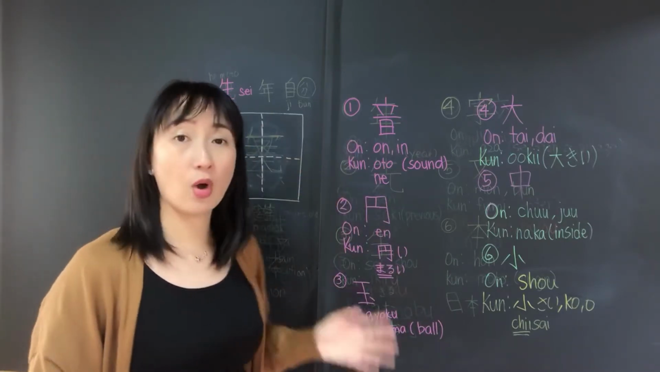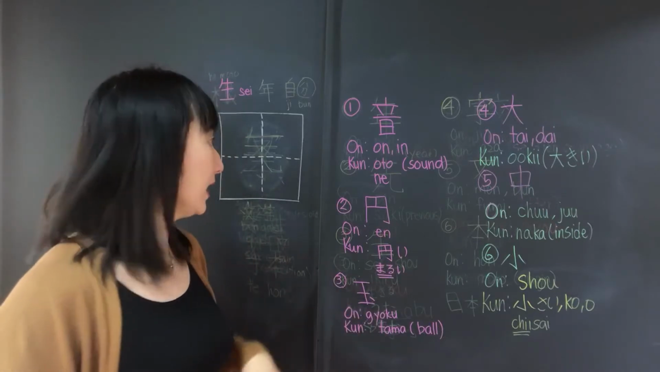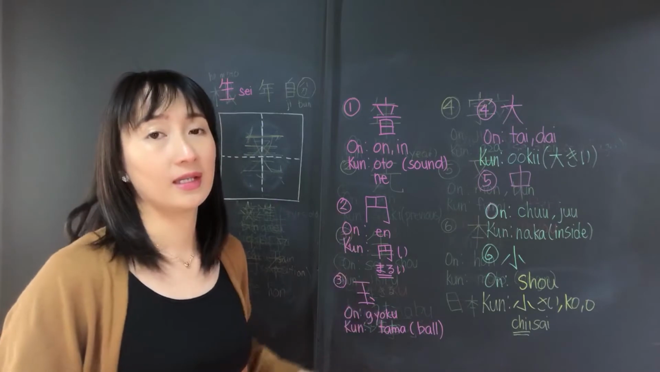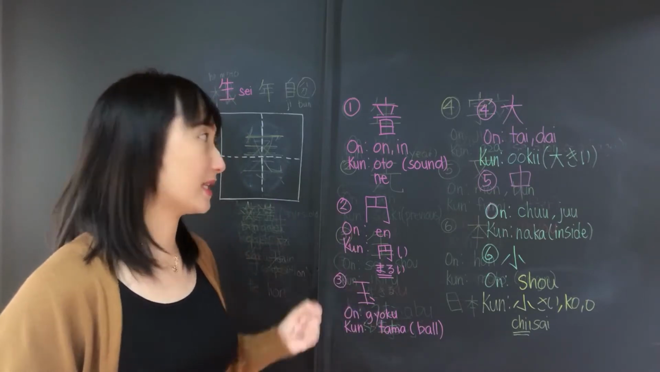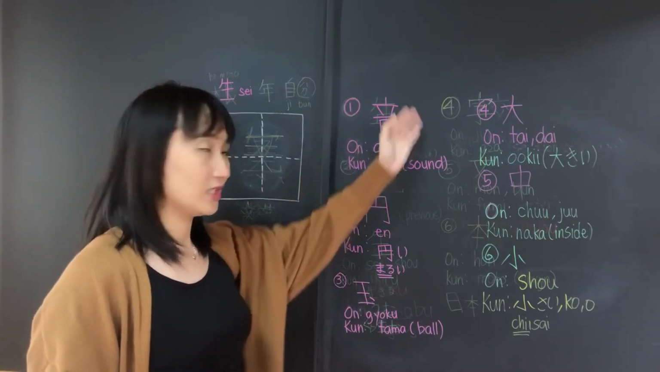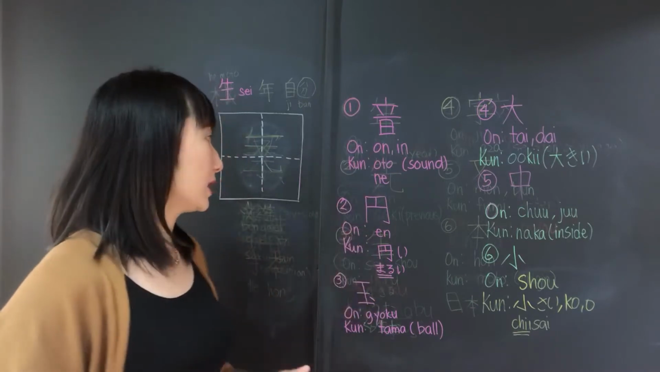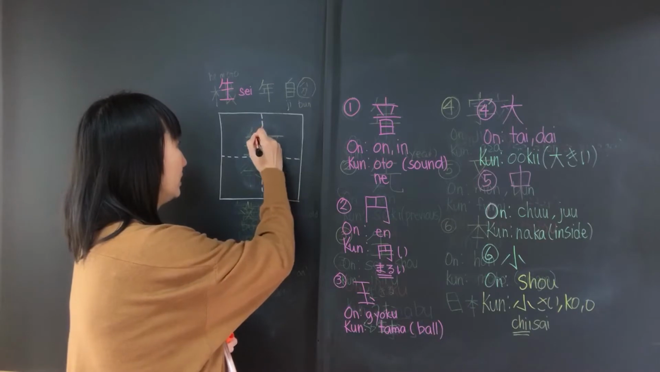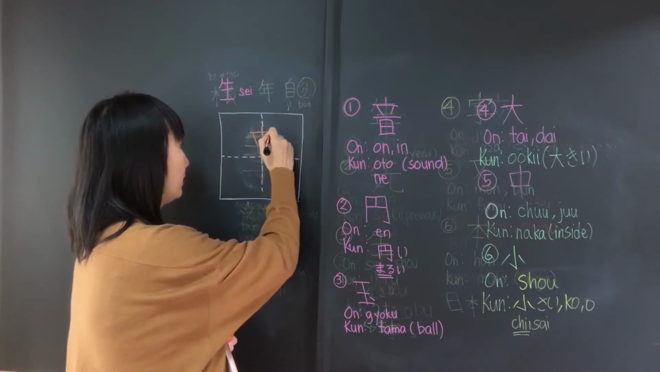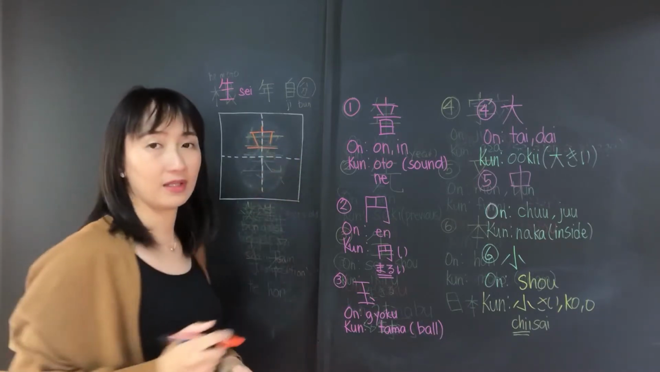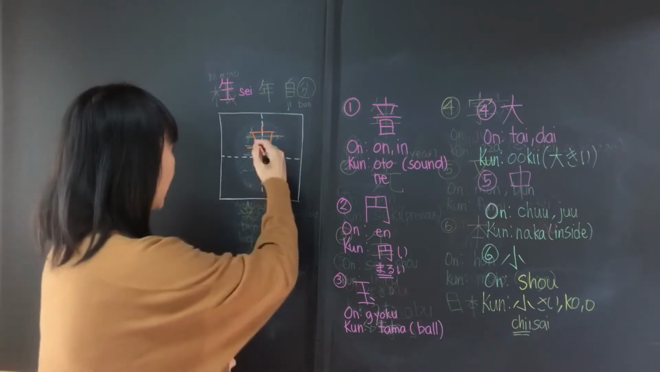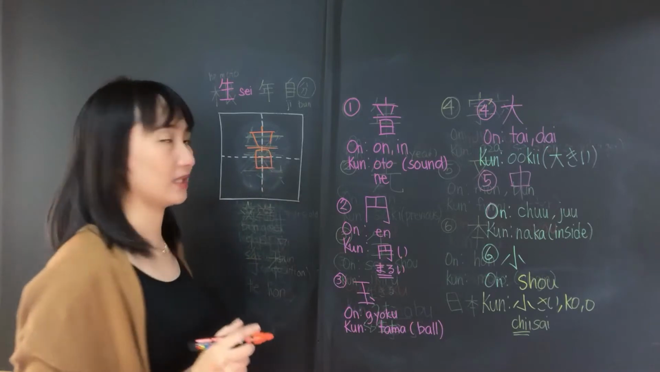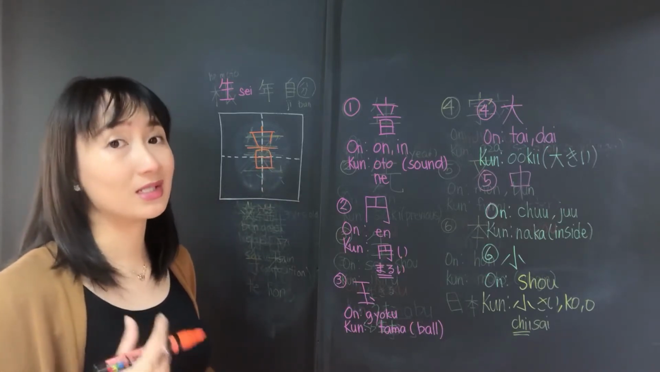Its onyomi is on or in, and its kunyomi is oto or ne. Oto in Japanese means sound. So whenever you see this kanji, it refers to sound. This is how you write this kanji: 1, 2, 3, 4, 5, and then there's nichi, 5, 6, 7, 8, 9. So this is oto, or sound.